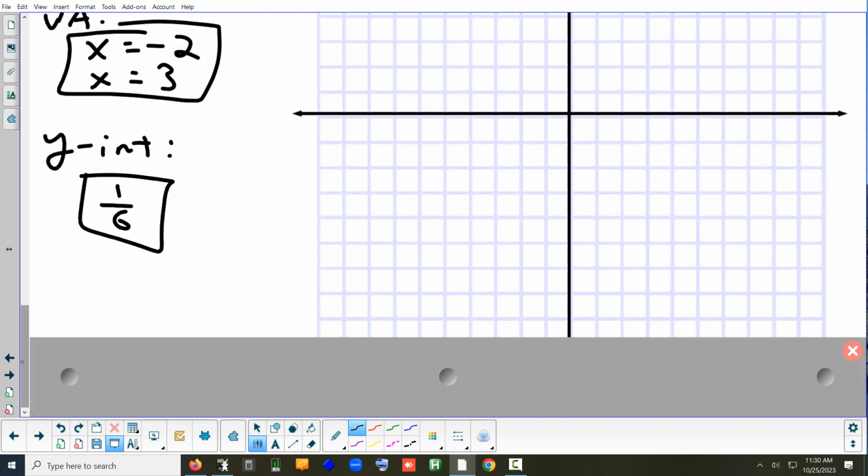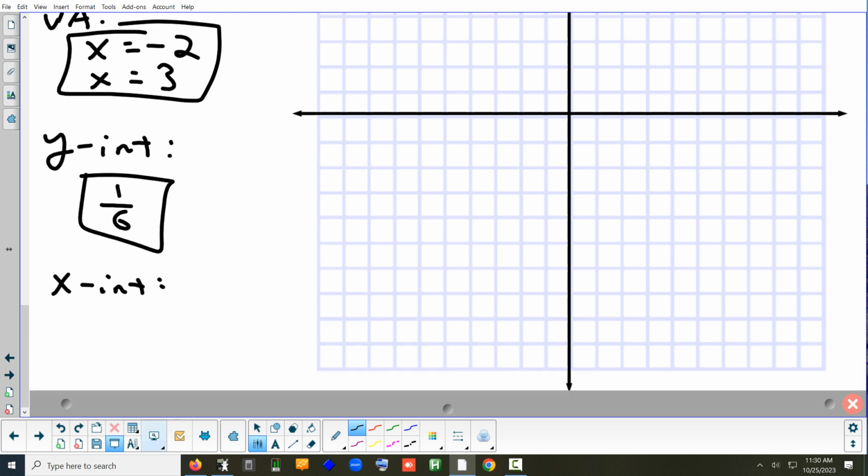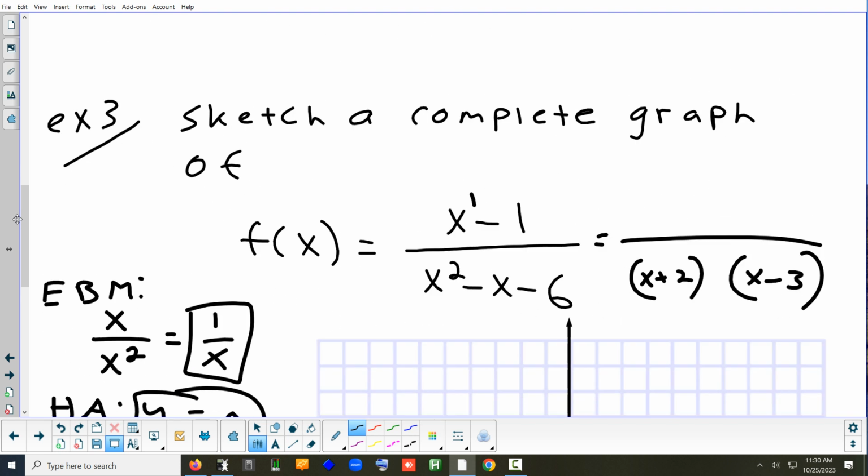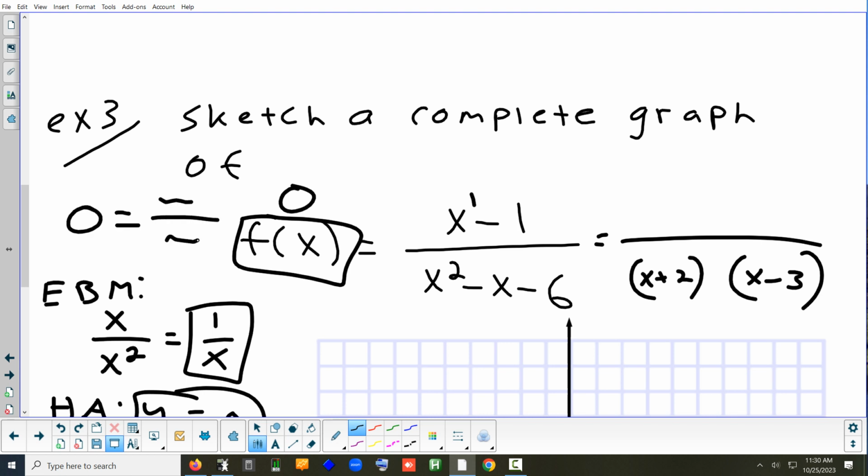Okay, x-intercept. The x-intercept is when you let y equal 0. Well, I don't have a y here, but what's representing y? f of x. So you put a 0 right there. If you do that, you have basically something like this. You have 0 equal to a fraction.